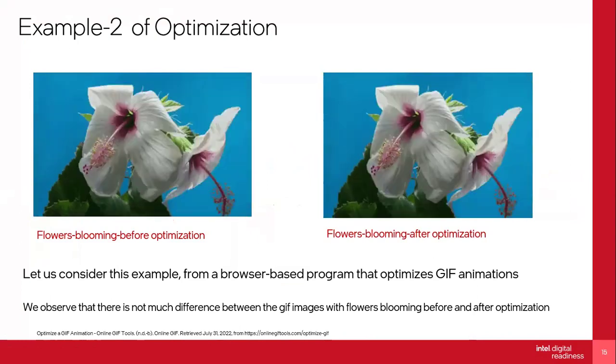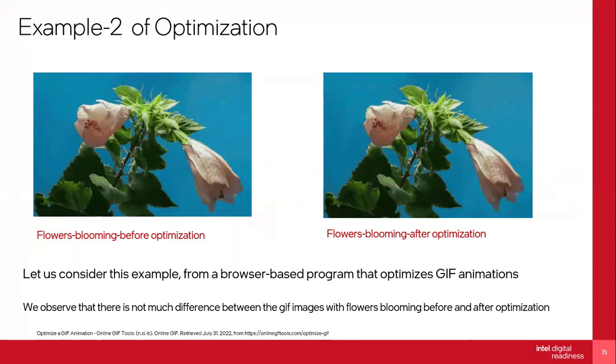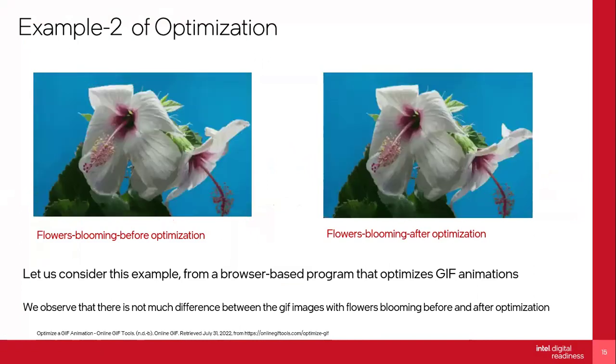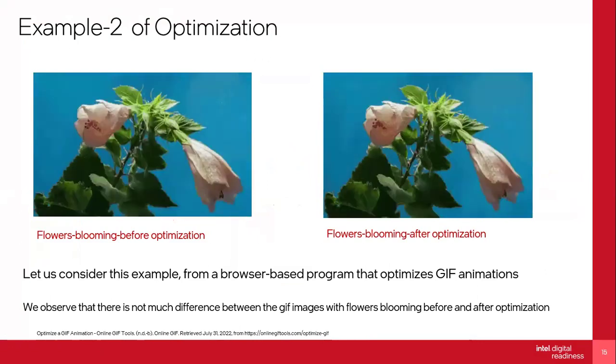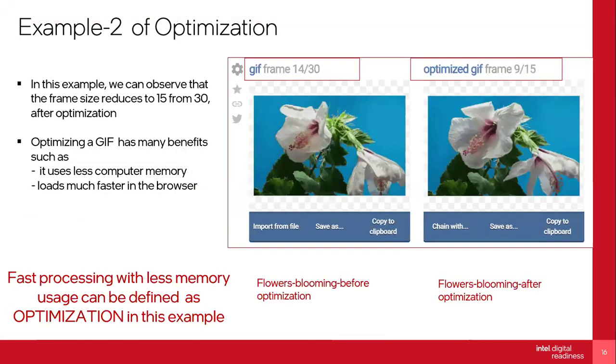When you see this, after and before optimization, the flower blooming looks the same, correct? When you observe the GIF image blooming before and after the optimization, there is not much difference. But in this example, we can observe that the frame size has been reduced from 30 to 15. Clear? Optimizing a GIF has many benefits, such as less computer memory, and it loads much faster in the browser. So that is the basic idea or basic need of optimization.